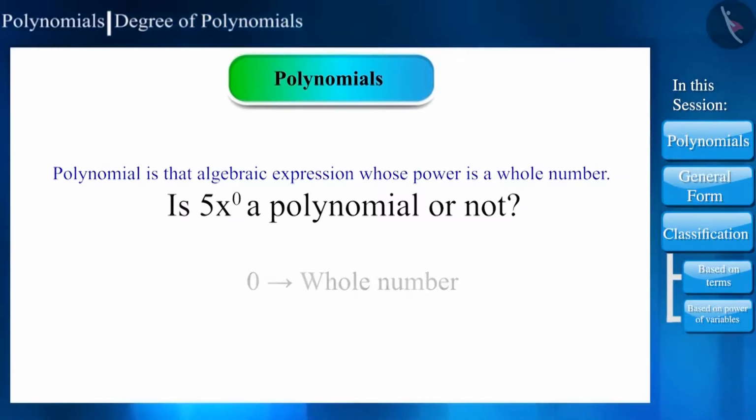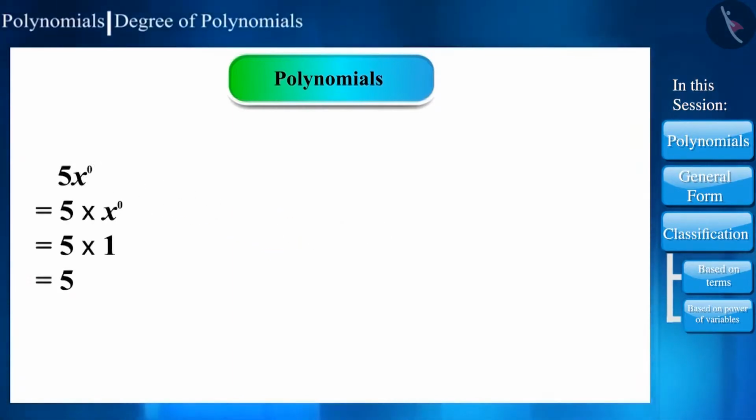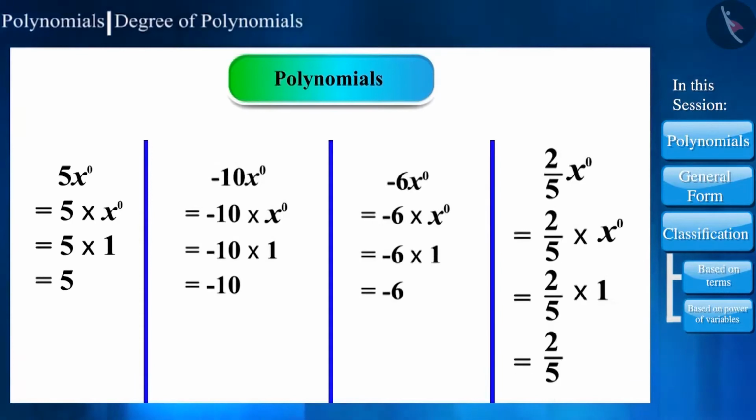The value of x to the power of 0 in 5 times x to the power of 0 is 1. That is, 5 times x to the power of 0 equals 5, meaning any number can be written as a polynomial with power 0. Now, this means that constants or numbers are also polynomials. They are called constant polynomials.